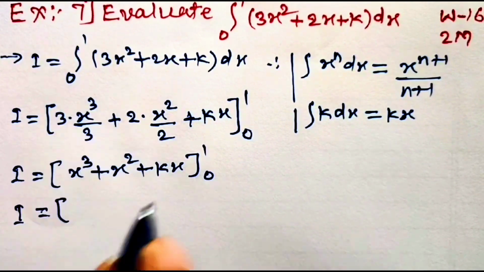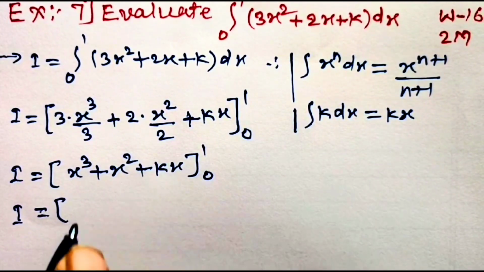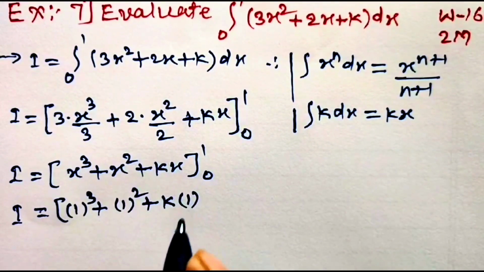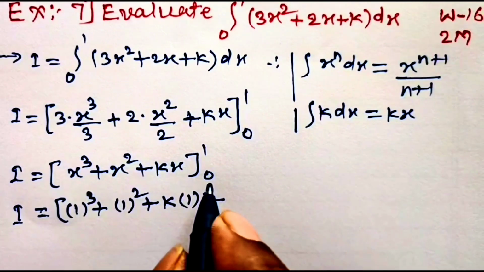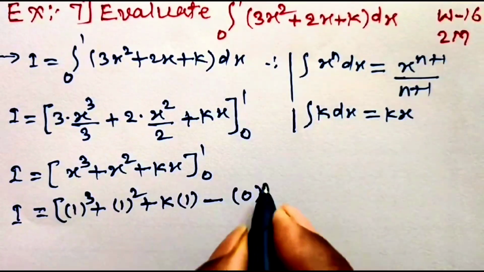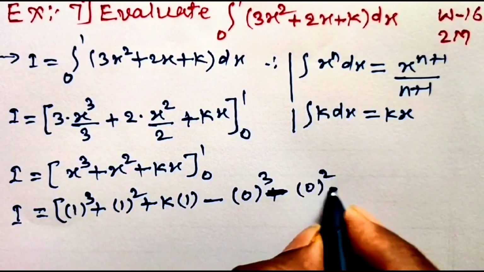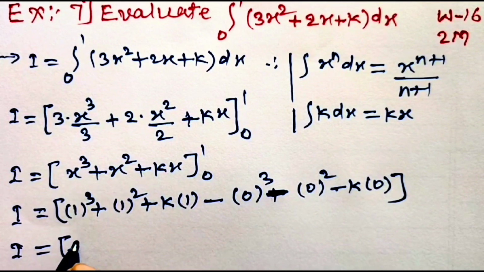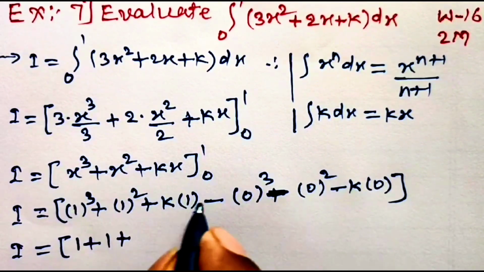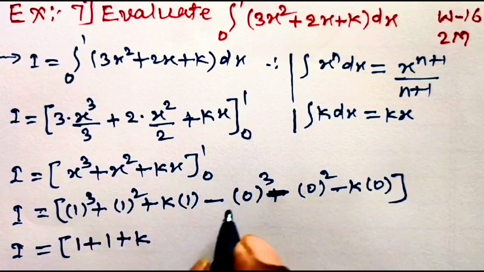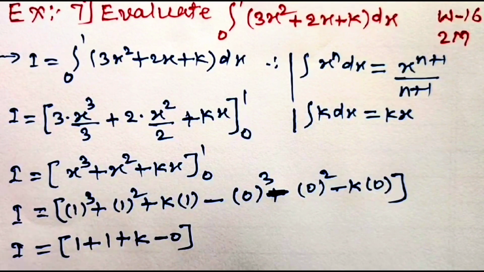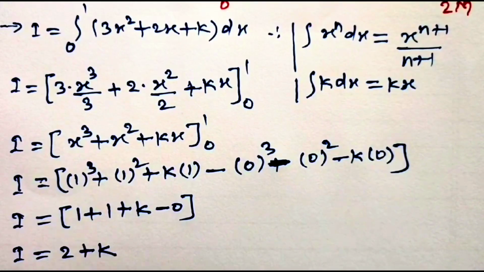I is equal to, substituting the upper limit 1: 1³ + 1² + k into 1, minus, now substituting the lower limit in each term: 0³ + 0² + k into 0. Hence I is equal to 1 cube is 1, 1 square is also 1, plus k into 1, that is k, and these terms become 0, so minus 0. Hence I is equal to 1 plus 1, 2 plus k, and this is the answer.